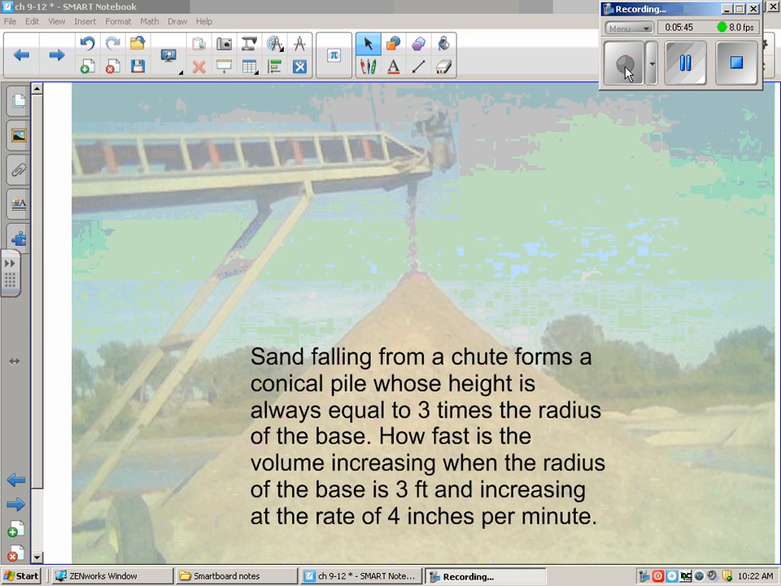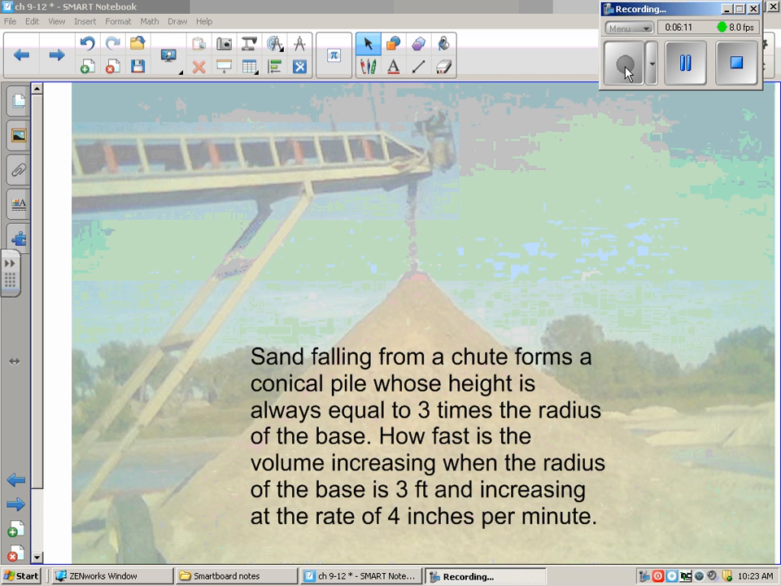Let's try another question. Let's look at this next one, a conical pile. Sand falling from a chute forms a conical pile whose height is always equal to 3 times the radius of the base. How fast is the volume increasing when the radius of the base is 3 feet and increasing at the rate of 4 inches per minute?